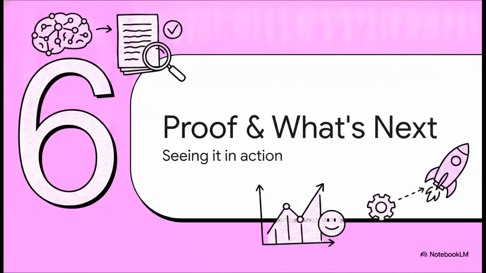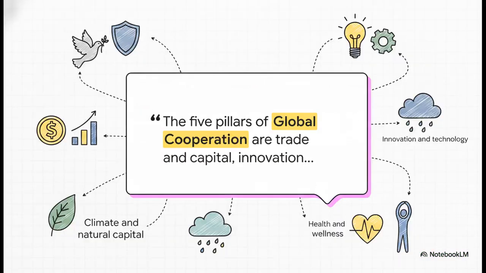Part 6. Proof and what's next. So, does it actually work? Well, when we asked the system to identify the core themes of the document, the completely offline Mistral model perfectly extracted this quote from the World Economic Forum's test document. The 5 pillars of global cooperation are trade and capital, innovation and technology, climate and natural capital, health and wellness, and peace and security. It got it entirely right. It pulled deep, highly specific insights out of a 26-page document in seconds, entirely disconnected from the web. That is the proof right there.